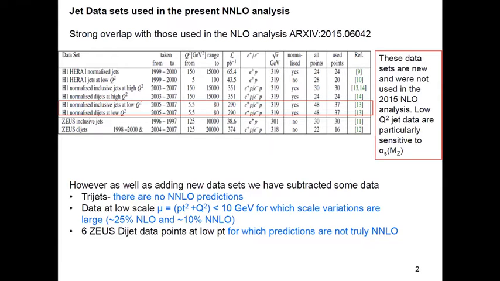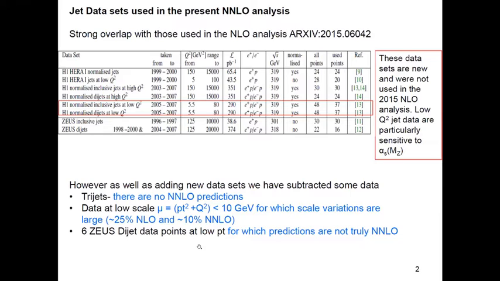There are still no predictions for trijet, so those are not used. It's also true that if you want to get a decent result out of this, you can't go to too low a scale. So we have cut data at a scale, the combination of, sorry, there should be a square root in there, square root of pT squared plus Q squared less than 10 GeV. If you go lower than that, the scale variations do start getting very large, and hence we've tried to just confine ourselves to a kinematic region where they're smaller.